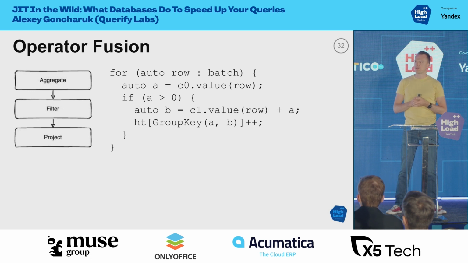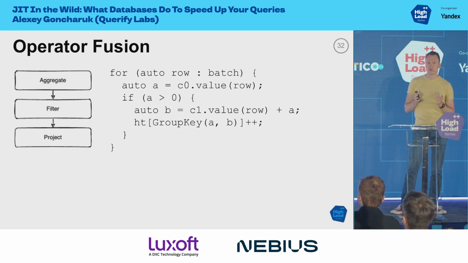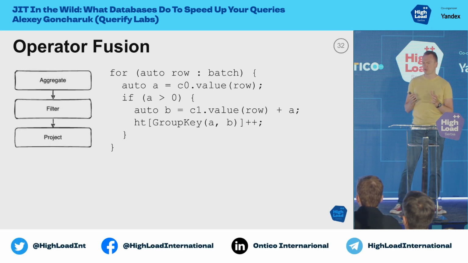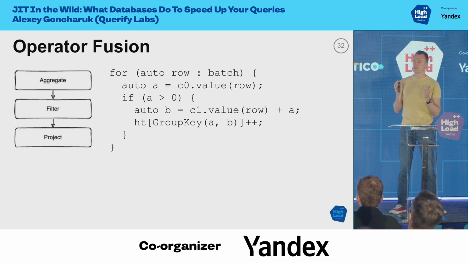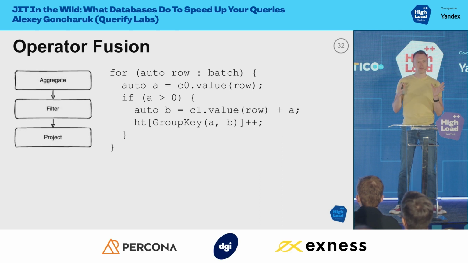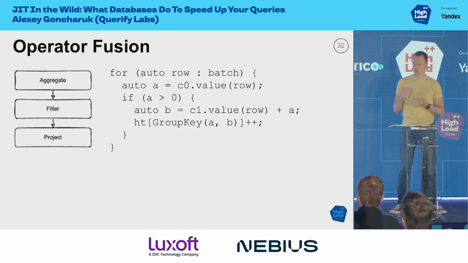One of the things that's also popular when it comes to operator execution is operator fusion. The idea behind that is that instead of compiling code for each particular operator, you may take a look at the pipeline as a whole and generate code that would execute the pipeline itself. So here we can combine aggregate, project, and filter into one tight loop.